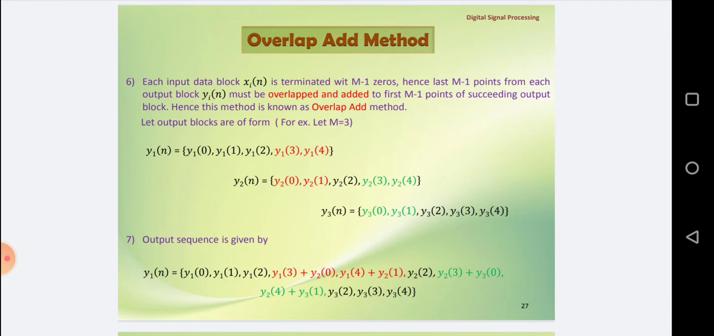Let's see. y1 of n has 5 points: y1 of 0, 1, 2, 3, 4. y2 of n again has 5 points: y2 of 0, y2 of 1, y2 of 2, y2 of 3 and y2 of 4. While writing the last sequence, what we have to do? Take the last two values, y1 of 3 and y1 of 4, and add these values to y2 of 0 and y2 of 1. Similarly, in the case of y2 and y3, what we have to do? y2 of 3 is added with y3 of 0, y2 of 4 is added with y3 of 1. So after these overlapping and additions, whichever values we get will be my final output y of n, which is nothing but the output of the overlap add method.